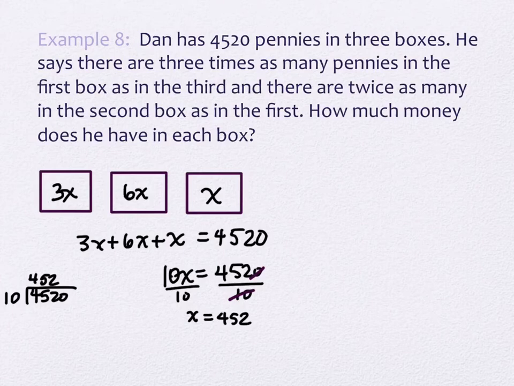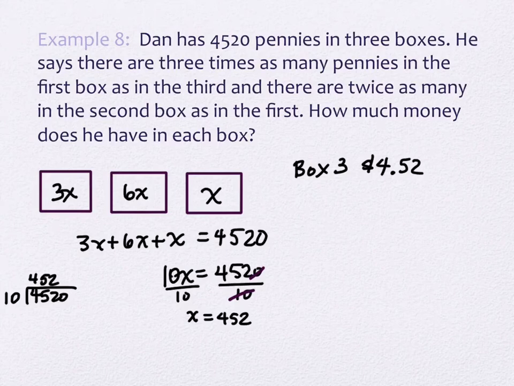Now, did we answer the question that was asked? Not quite. What question was asked? How many are in each box? In fact, not exactly. It asked how much money is in each box, right? So x being 452, what does that tell us? It tells us that box 3 has $4.52.